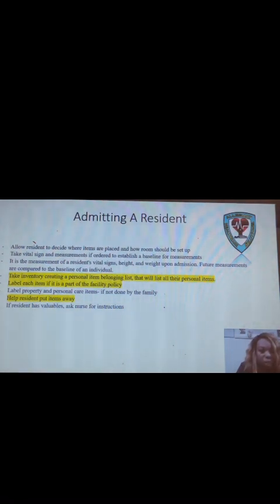So once again, you're going to help those residents put their items away, and you want to notify the nurse if the resident has valuables, and that nurse will give you further instructions on how you should store or handle the valuables that the resident came in the facility with.